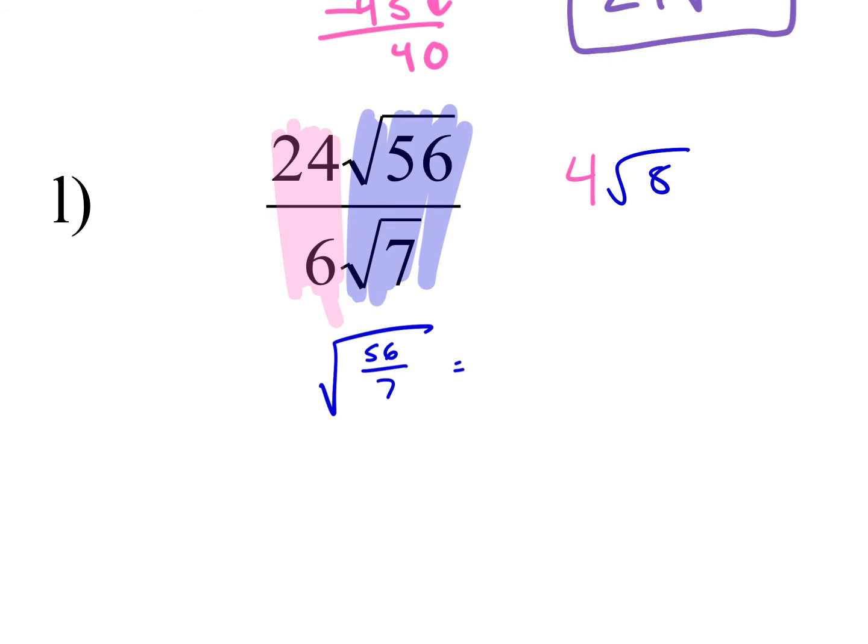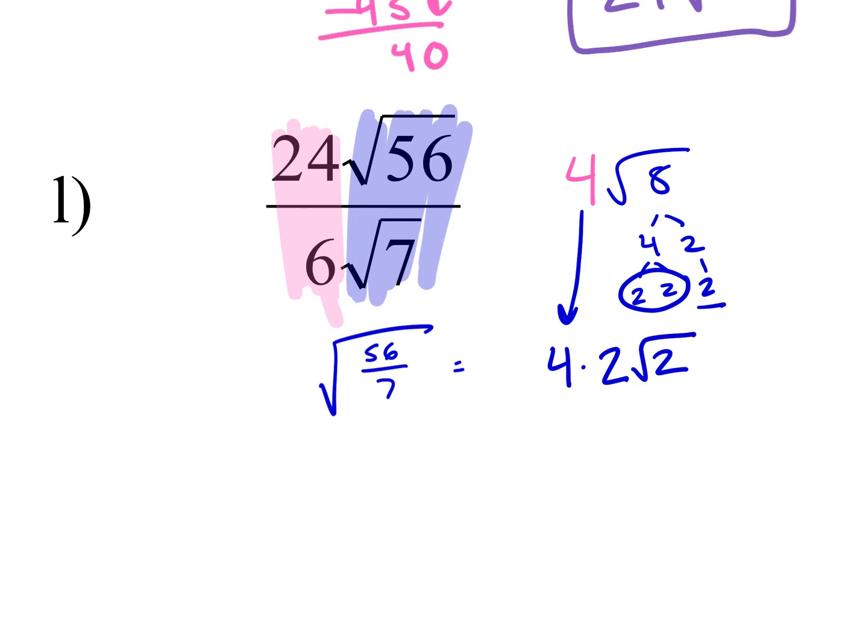Now let's see if we can simplify the square root of 8. What are 2 factors of 8? 4 and 2. 2 factors of 4? 2 and 2. What can I circle? The 2's. So what comes to the outside? 2. What stays on the inside? 2. What did I already have on the outside? 4. What do I do to the 4 and the 2 on the outside? Multiply. So our answer is 8 square root 2.